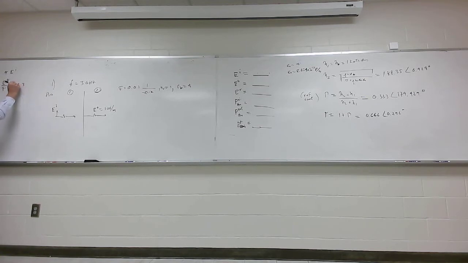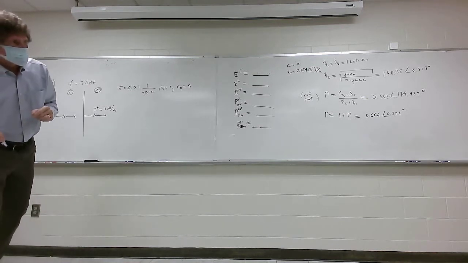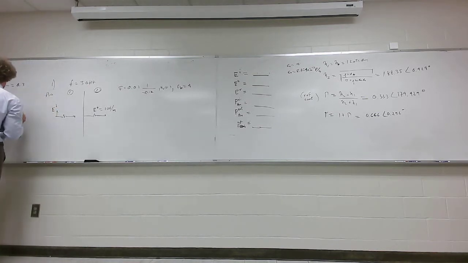0.3. Is that correct, class? Is that right? That small? The incident field is 10, right? And this is 0.666. The reflected field doesn't solve. I did reflection, almost 0 degrees, and that was 0.29 degrees.